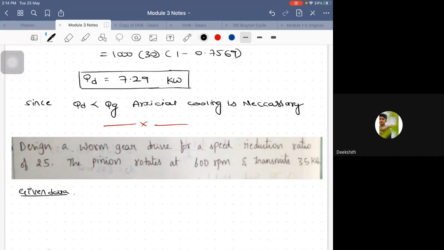And trust me, the procedure will all remain the same. Nothing will change. Again, there are nine steps, starting from A, B, C, D, E, F, G, H, and I. Same steps will be there. Only this much he has given in this particular problem. Design a worm gear drive for a speed reduction ratio of 25. That is one data which is given, which is 25, the speed reduction ratio.